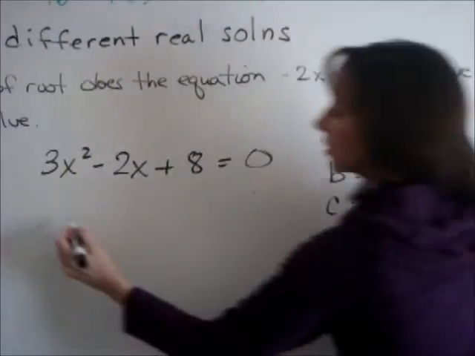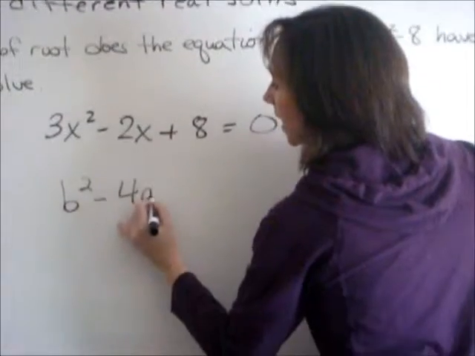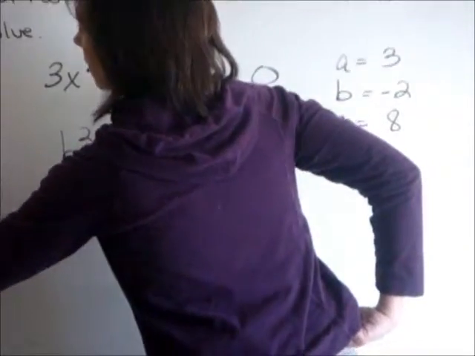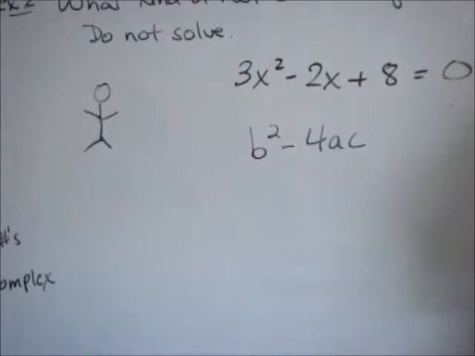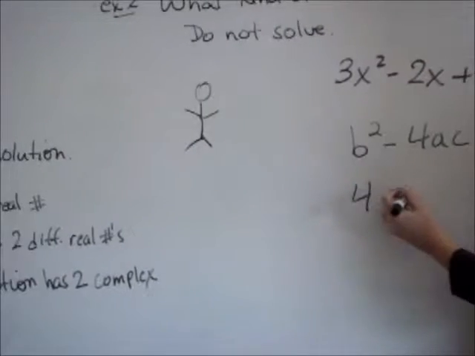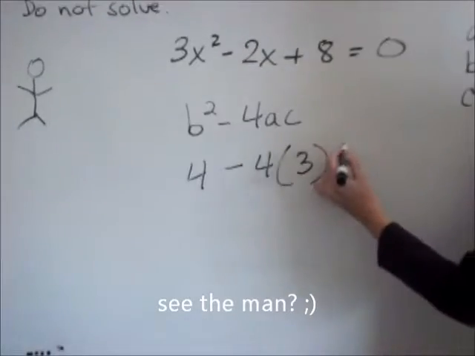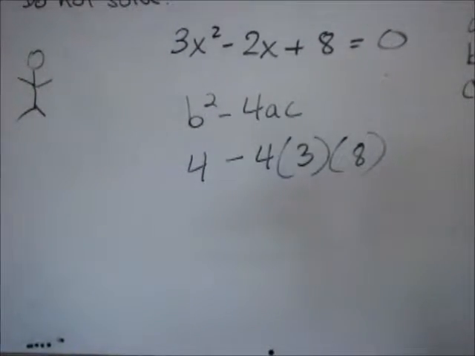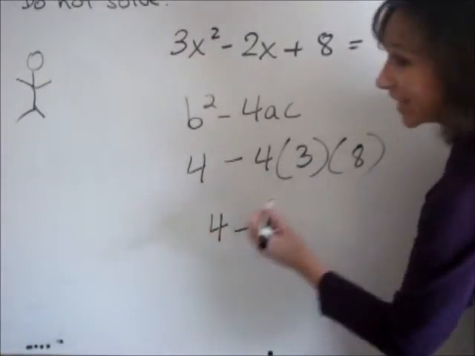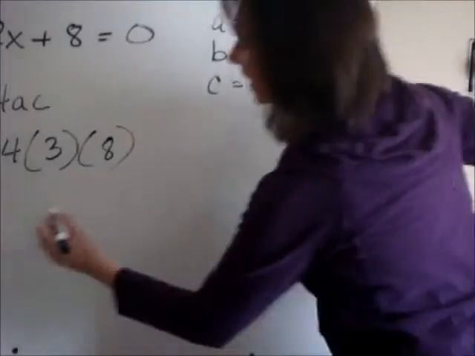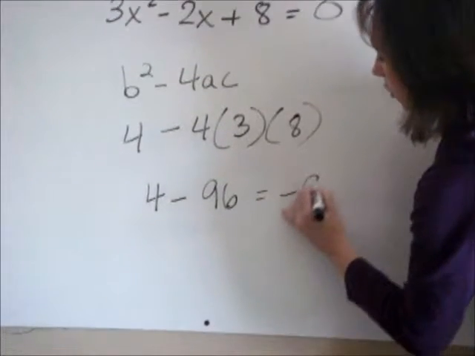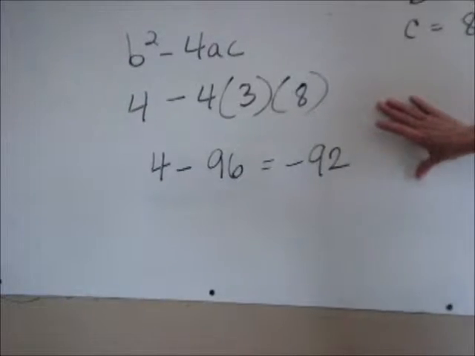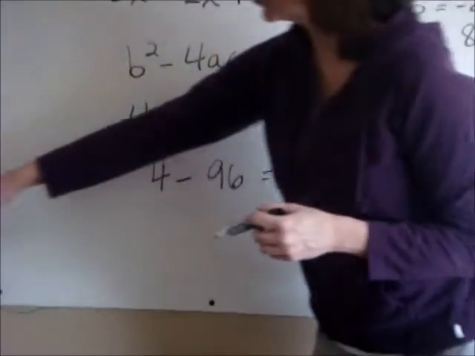We take our discriminant, which is b squared minus 4ac, and we plug our numbers in. So we get 4 minus 4 times 3 times 8. So we're going to get 4 minus, and if we multiply those numbers together, we get 96, and we get minus 92 for an answer. So since we have a negative number here, we know that we have two complex solutions.